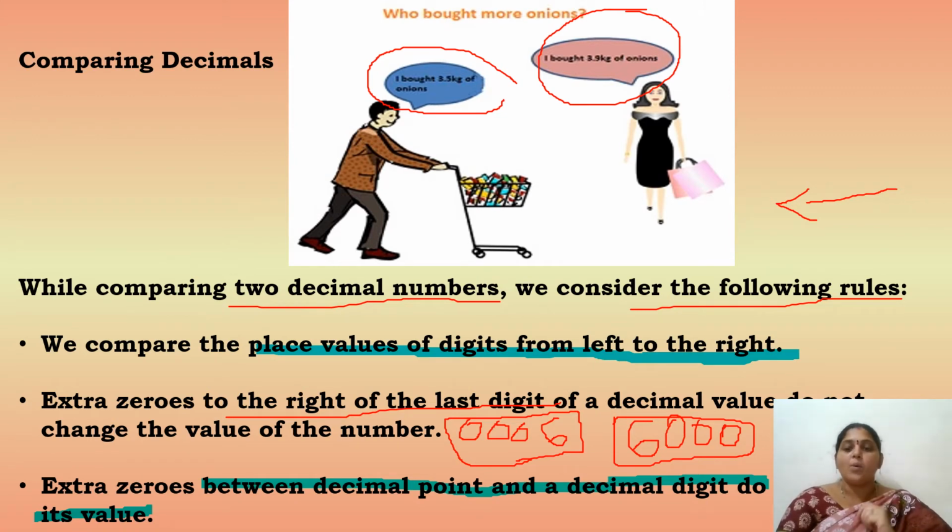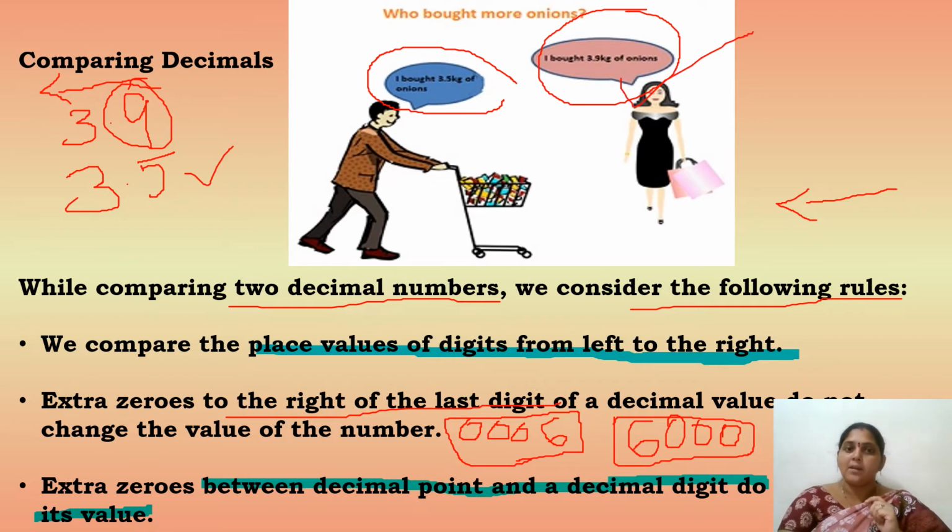So now we will see who bought more onions from the supermarket. The lady bought 3.9 kgs and the man bought 3.5 kgs. As we told, we have to compare from left to right. When you are comparing, you can easily tell that 9 is greater than 5, right? So, who bought more? The lady bought more onions because 3.9 is greater than 3.5. This is how we are going to compare the decimals.